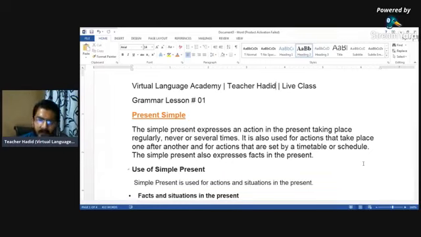So let's begin. I have written some material for you. I hope you can see my screen. Today we are going to talk about the present simple tense, and before we begin, I want you to think about it. What kind of information do you have about the present simple tense? What do you know about it? Think about it.